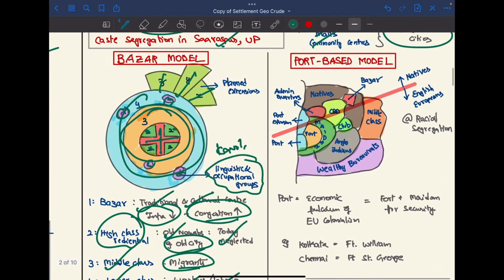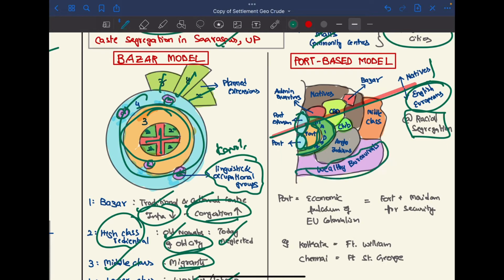Next, we have the port-based model. This is the port and this is the port's extension. This is a fort to protect the port, and the Maidan acts as the buffer area. There is racial segregation here. Natives live here and English Europeans who are very rich live here. So there is racial segregation in this model.